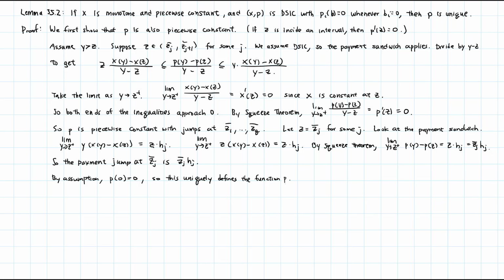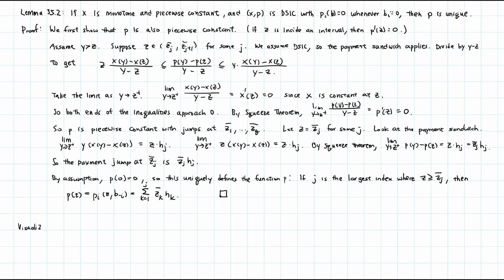We now put it into one formula. Suppose we have an arbitrary z. If j is the largest index where z is at least zj bar, then the payment at z, which is p(z), is equal to the sum over k from 1 to j of zk bar times hk. This means that starting at 0, we will go through all the jumps required to get to z and sum them together. And we have derived a unique formula for p, and that completes our proof of the lemma.